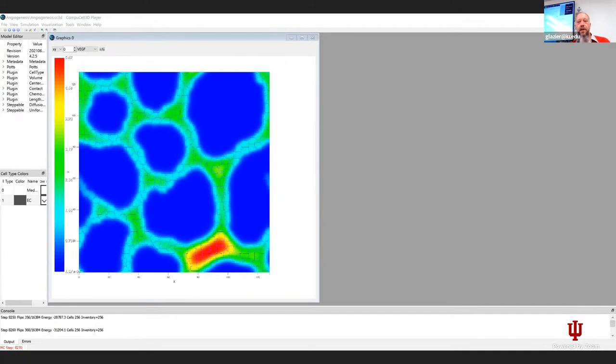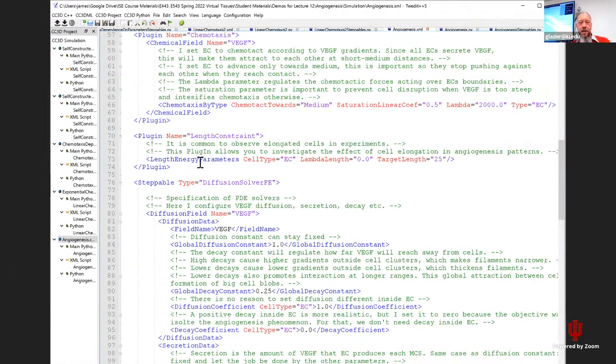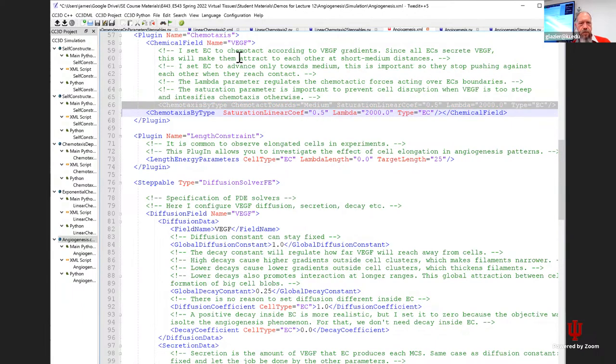Oh, I left out something quite important when I went over the code. I left out the single thing in the whole code that made a difference, by the way. In the Chemotaxis plugin, Chemotaxis by type, chemotact towards medium. That says that the surfaces of the cells only respond to the chemical field when they're in contact with medium. So let me try changing that. If you're doing this at home, you can do the same thing. I'm going to run exactly the same simulation without that limitation of chemotaxis towards medium only, without the restriction that cells only chemotax on surfaces touching medium.